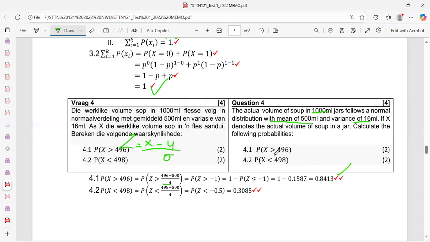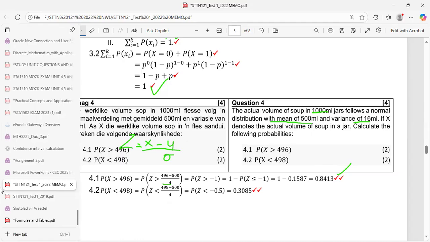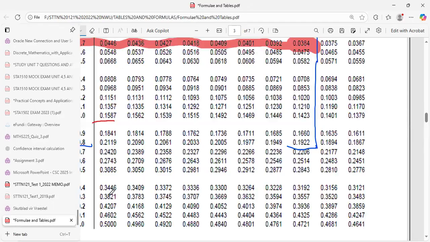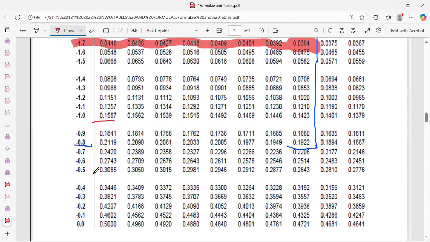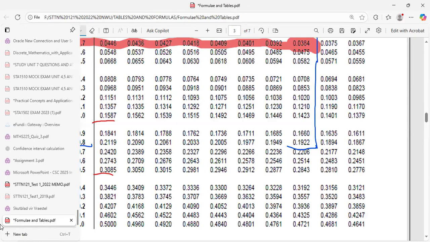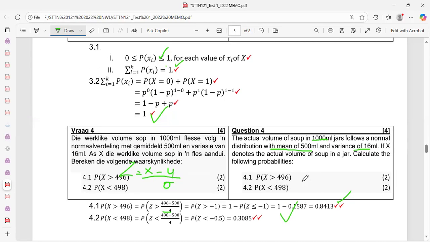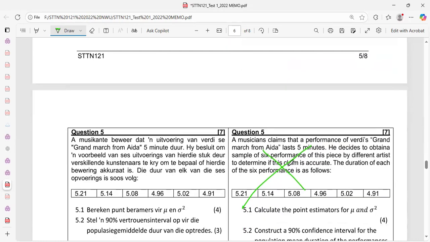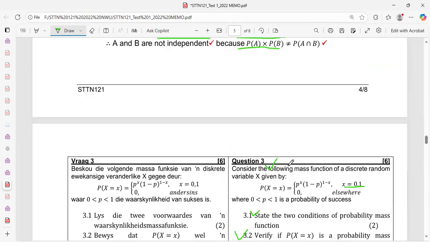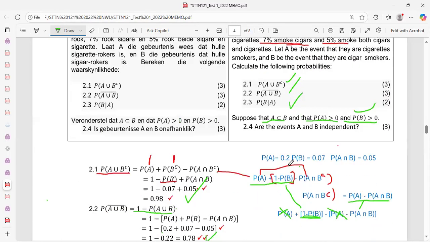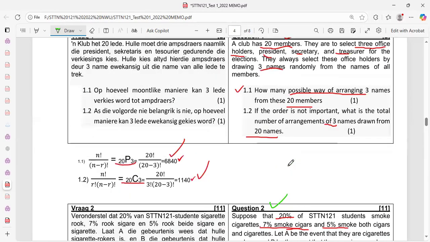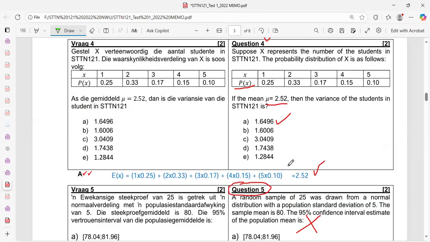The second one, it's less than, you don't use 1 minus. So it's going to be x as 498 minus 500 divided by 4. Then you get minus 0,5. Minus 0,5 is the same as minus 0,500. So minus 0,5 under 0,00, which is 0,3085. Then you are done. So yeah, I won't explain question 5 because it's not part of the scope that you guys gave me. So yeah, hope you guys understood.